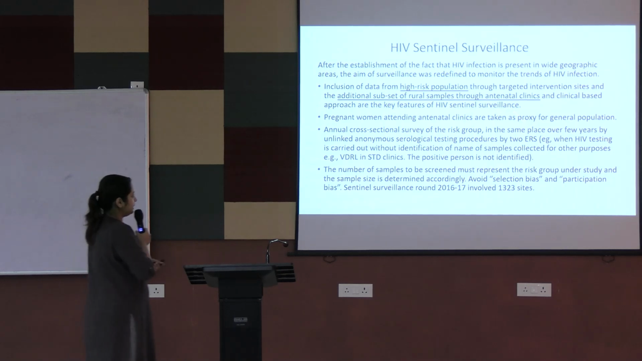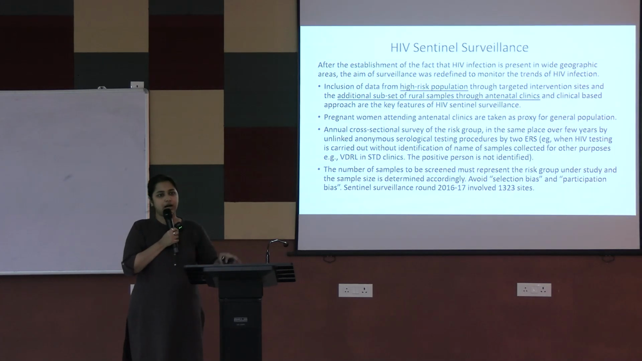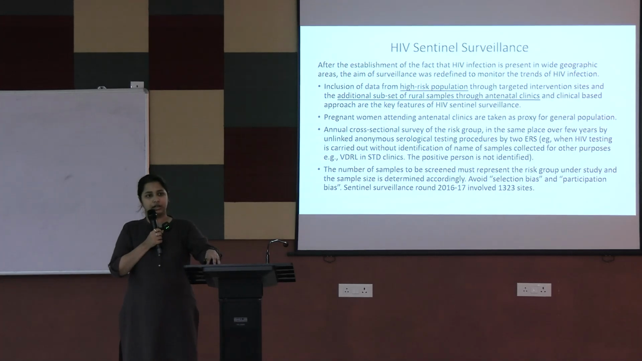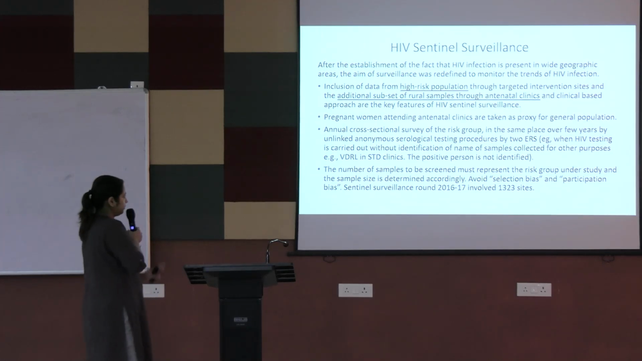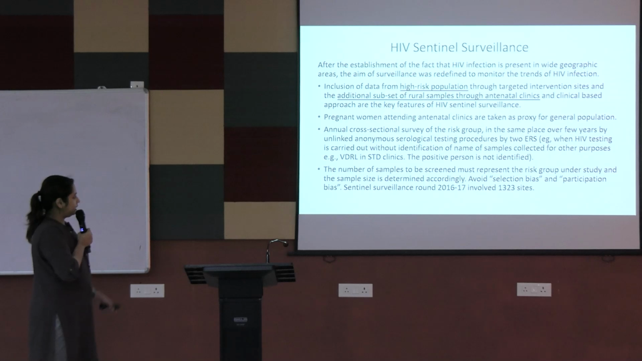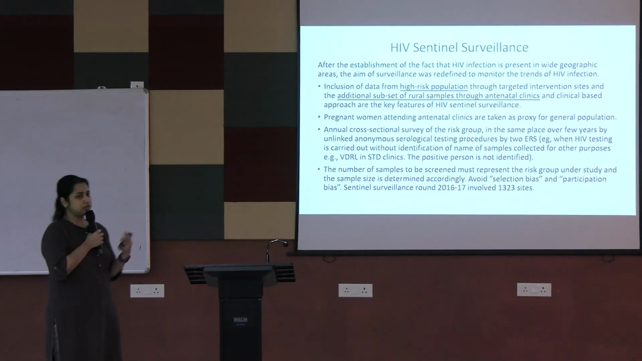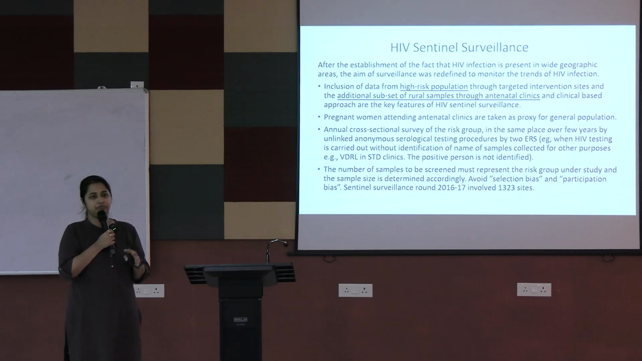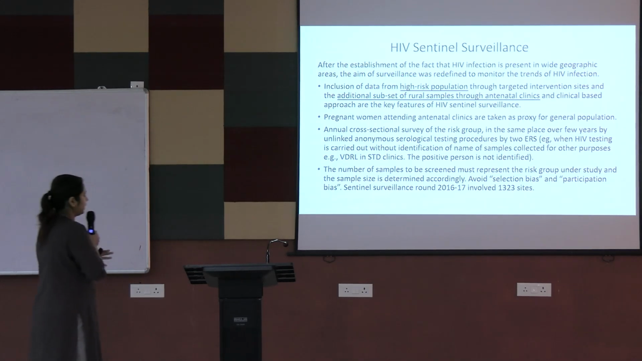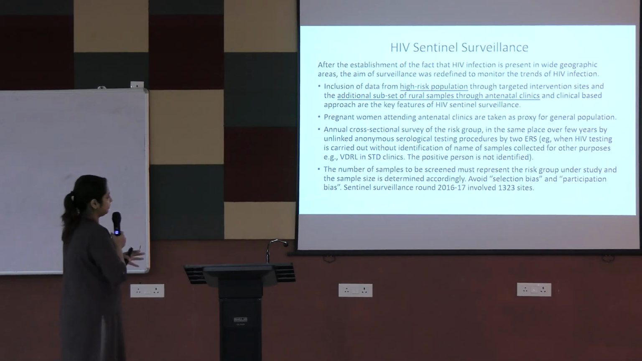So basically, inclusion of data from the high risk population, inclusion of data of the pregnant women in the rural areas and the urban areas as general proxy for the general population, and then annual cross-sectional surveys of those risk groups are done to see the trends of the HIV infection in the population. That is the HIV Sentinel surveillance.